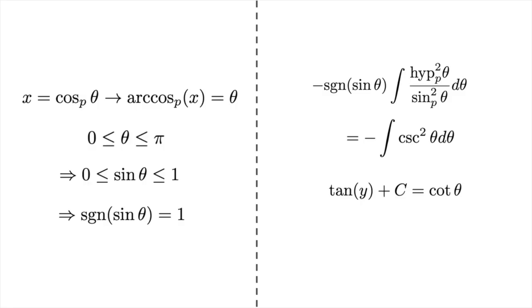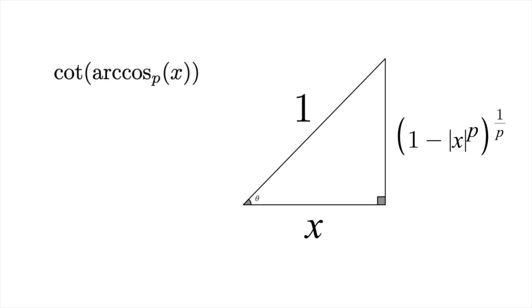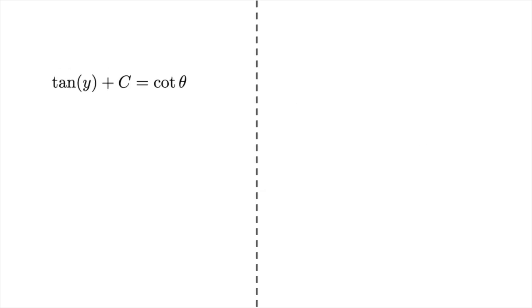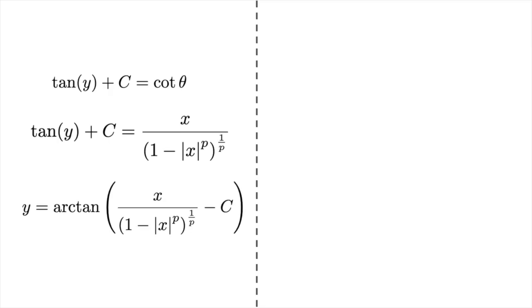To finish our base p trig sub, we have to get this back in terms of x, which we can do with another triangle. This turns cotangent of arc cos base p of x into this whole thing. There's an asterisk that since arc cos base p is only defined for x between -1 and 1, this expression with a larger domain has to be restricted in the same way. So replacing our cotangent theta in the full equation, we can now solve for y.